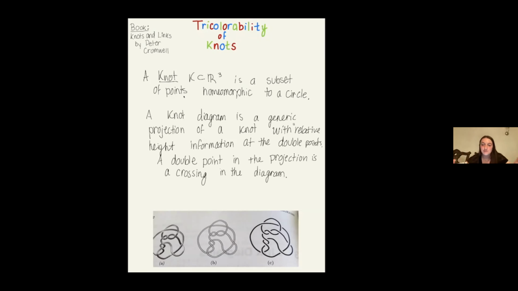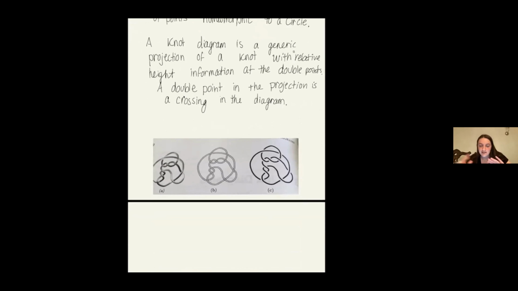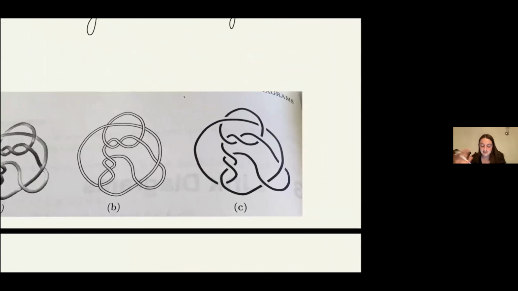I'm going to show you some examples of diagrams, go over what a double point is, and what I mean by relative height information. So I pasted three knot diagrams of the same knot. The first two are more detailed ways of describing a knot, but diagram C is the one that you're mostly going to see in most books, in the book that I used, and in a lot of papers. So I'm going to zoom in on that. I said that a knot diagram is a projection with relative height information at the double points, so we need to know what an arc or strand is. You can call it either one.